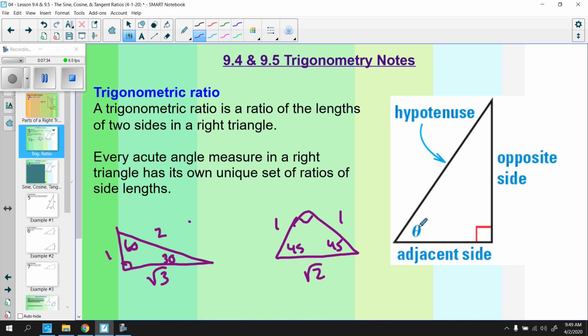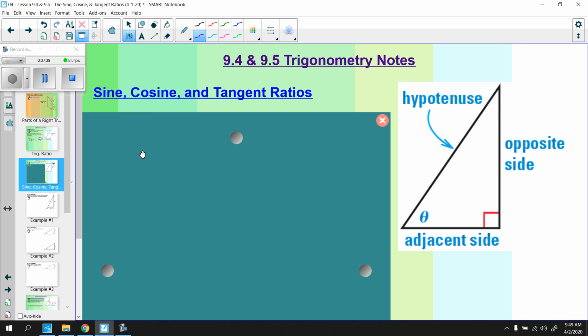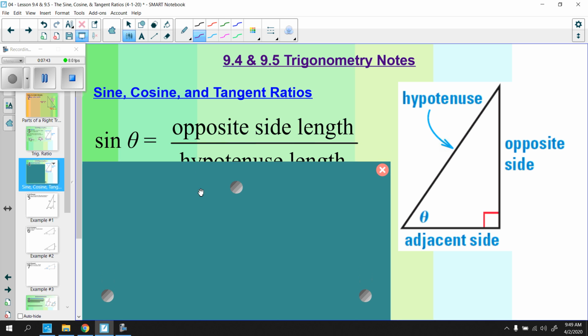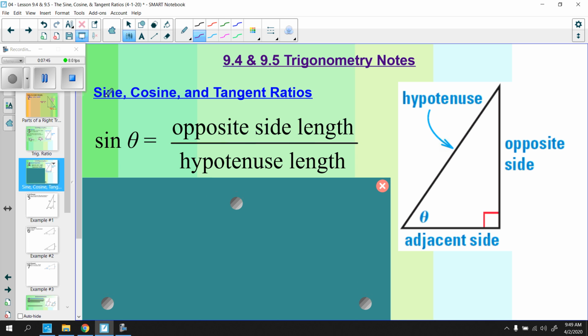How are we going to use them? What do we need to know about them? Here's the deal. There are 3 that we have to know, and I'll show you easy ways to remember them. The first one is called sine, S-I-N-E, abbreviated sin. I'm sure you have seen these buttons on your calculators before.